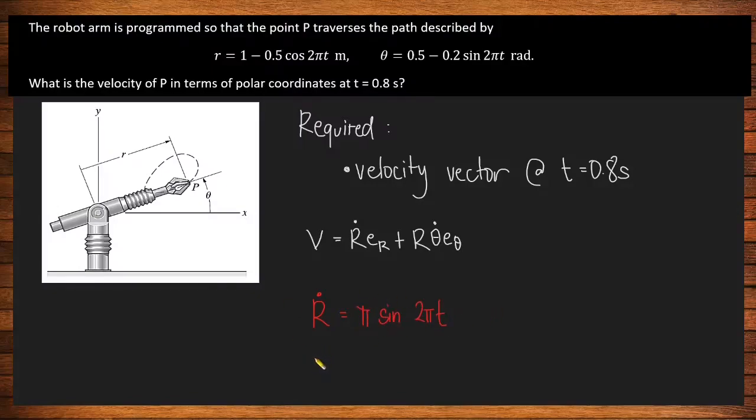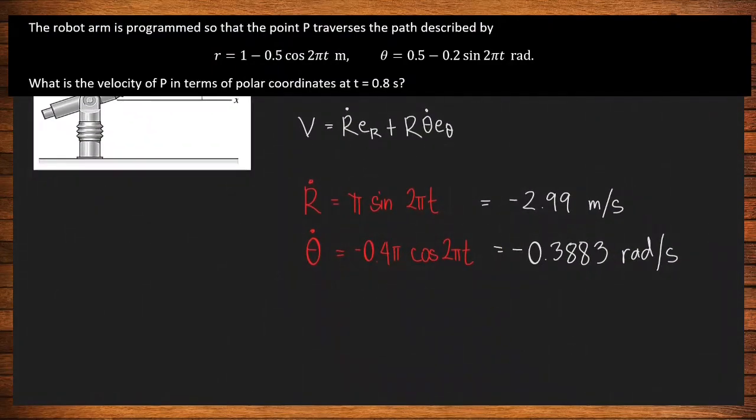And then, yung first derivative naman ng theta natin, that will be equal to negative 0.4 pi cosine of 2 pi t. Again, we need to determine the velocity vector at t equal to 0.8 seconds. So, we need to substitute this 0.8 into our time here. So, now, we have these values.